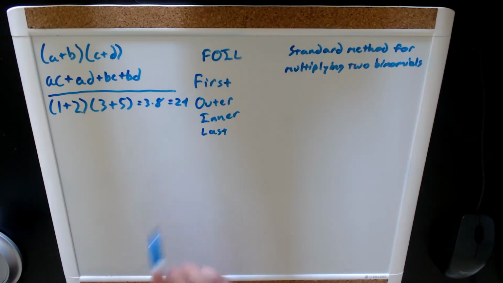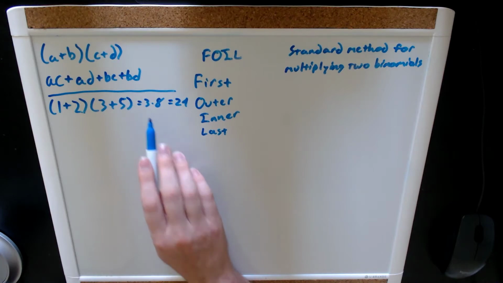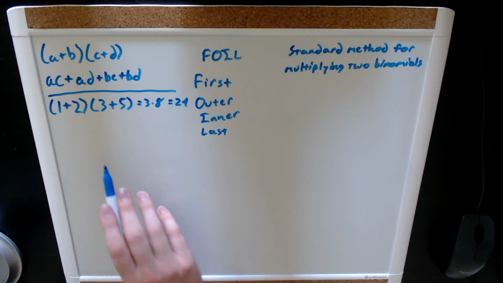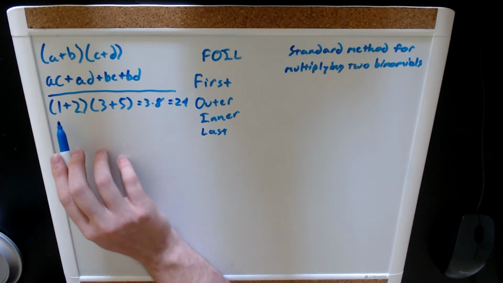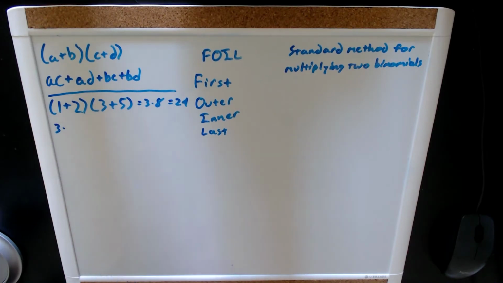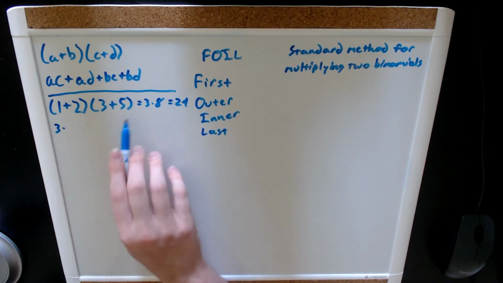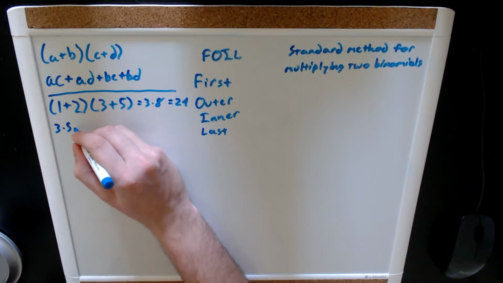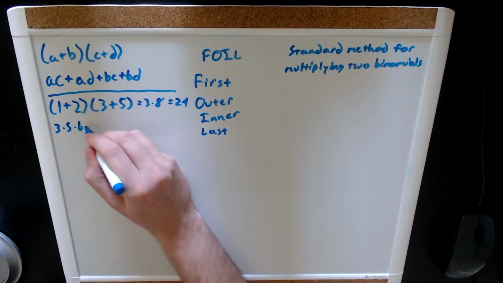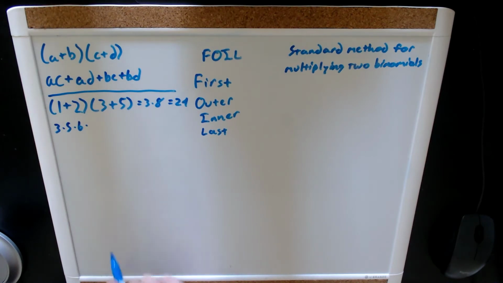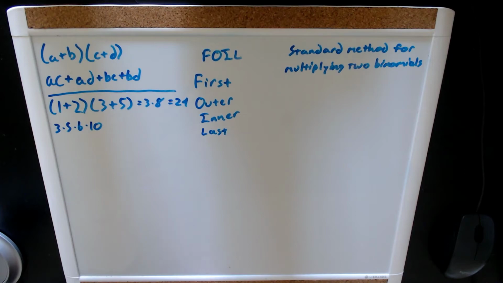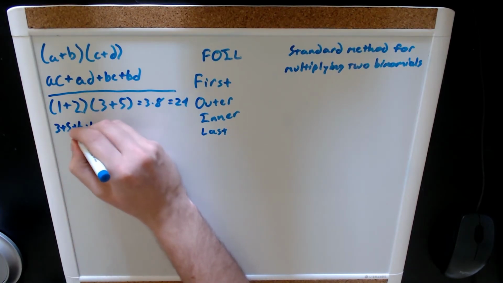So we're going to go ahead and go the way that we know, the simple way to do it, and then we're going to go the long route in order to see if it checks out. So we're going to do first, 1 times 3 is 3. Outer, 1 times 5 is 5. Inner, 2 times 3 is 6. And last, 2 times 5 is 10. Sorry, these are all addition.